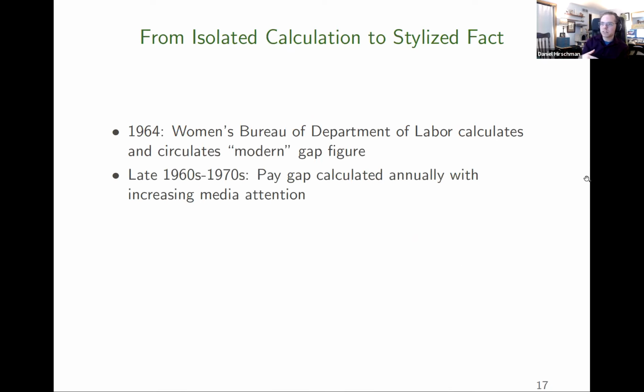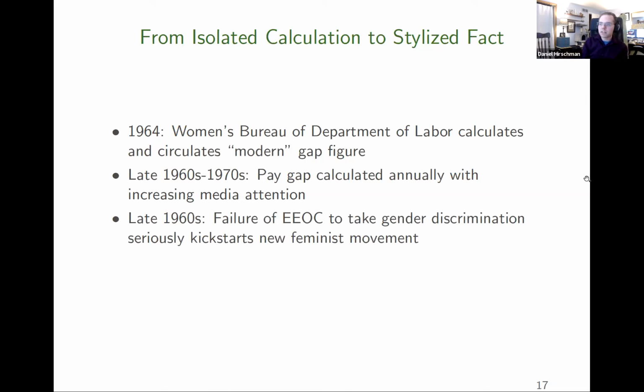Over the next decade and a half, it becomes an object of media attention as the Women's Bureau publishes statistics more regularly, drawing on the Current Population Survey and its annual March supplement around income to get reliable income data that's routinely updated. Along with other trends in the feminist movement and failures to enforce the Civil Rights Act, this helps kickstart the formation of new feminist organizations like the National Organization for Women, because these feminist actors see the pay gap not moving, as I'll show in a slide.